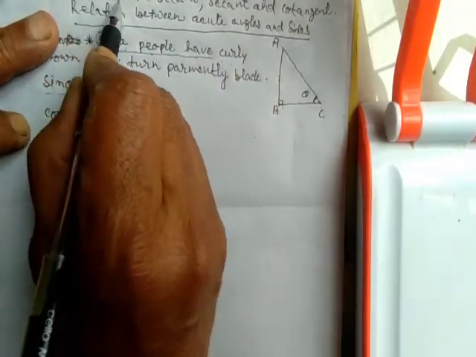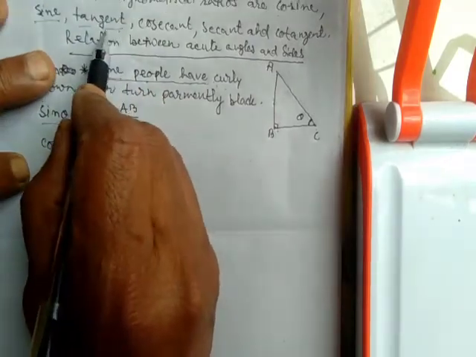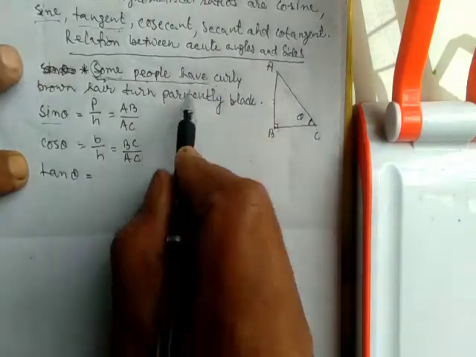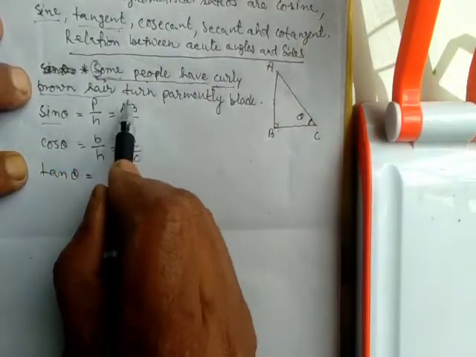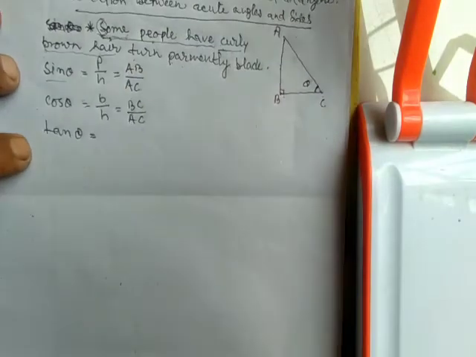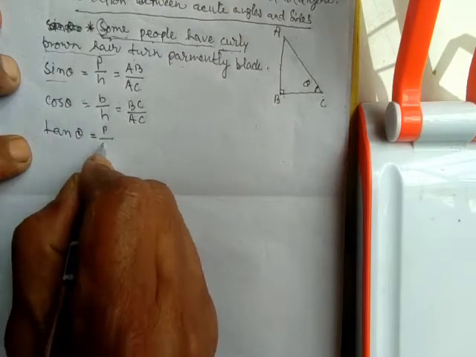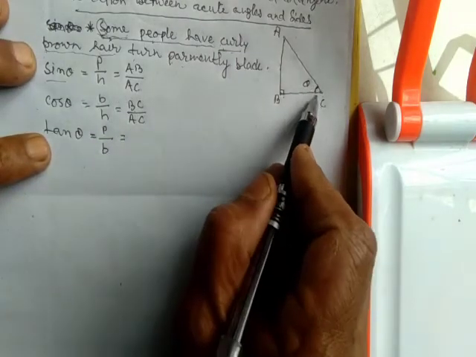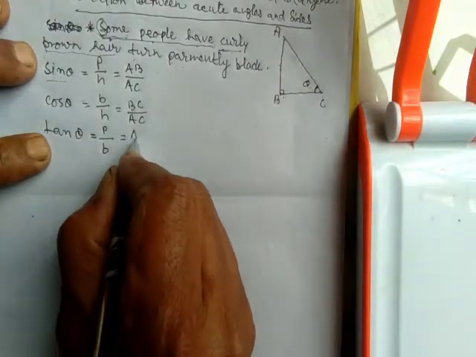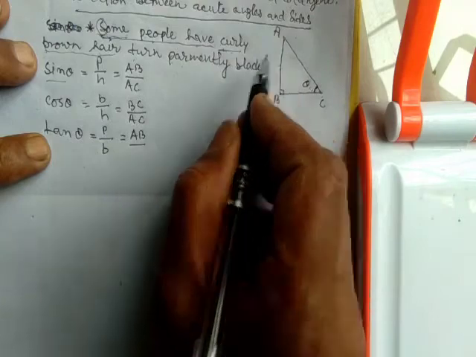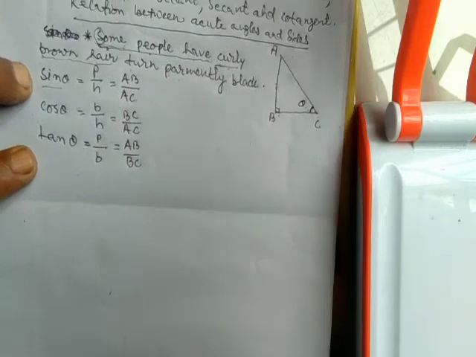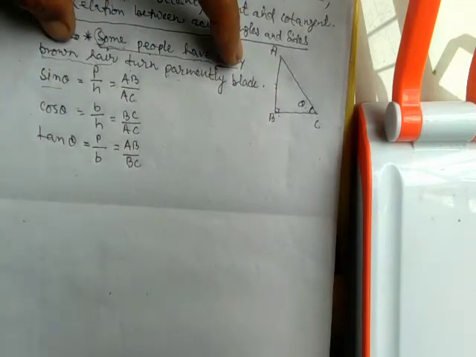Next comes tangent. In short we write tan theta. This is equal to curly brown hair turned permanently black, P by B, perpendicular by base. Theta is here, so its opposite side is perpendicular, AB, by base BC. So these are the three relations I obtained from this sentence.